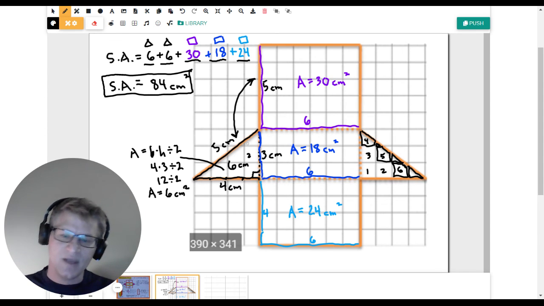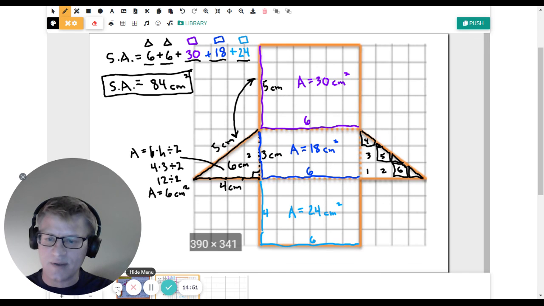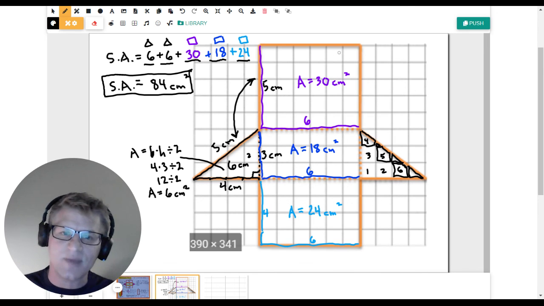What that means is if I counted up, let me see where I'm at on time here. Oh my gosh, I'm almost done. If I counted up every one of these squares, it would be 84 centimeters squared.